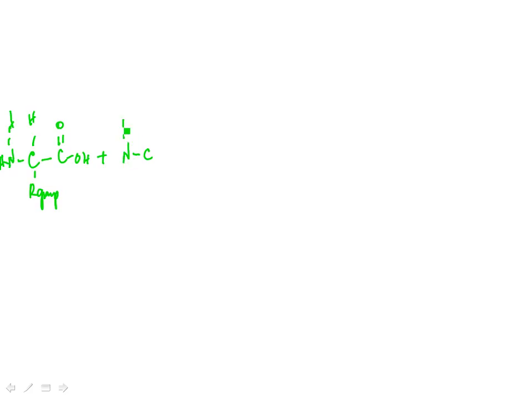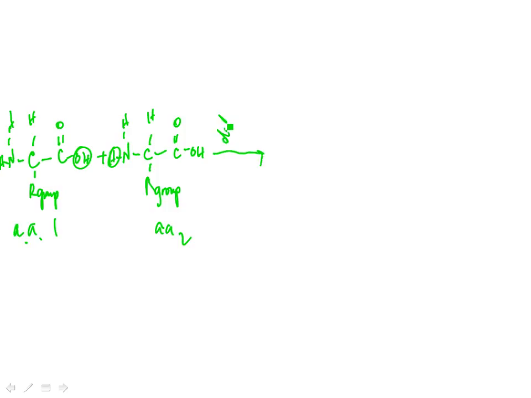Off of the central carbon, we have an amino group. We have a hydrogen. We have an R group. And we have a carboxyl group. Remember again, carboxyl groups make things acidic. Okay, again we're doing a dipeptide. So this is amino acid number 1, amino acid number 2. We're going to take away a hydroxyl group. We're going to take away a hydrogen. Perform a dehydration synthesis reaction.